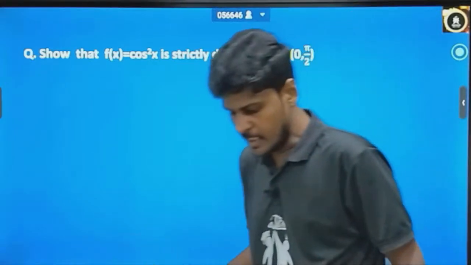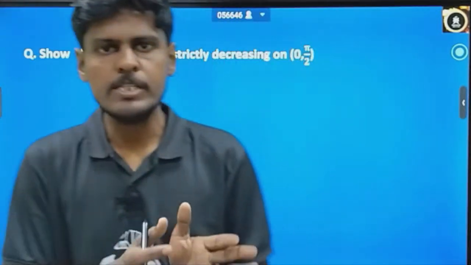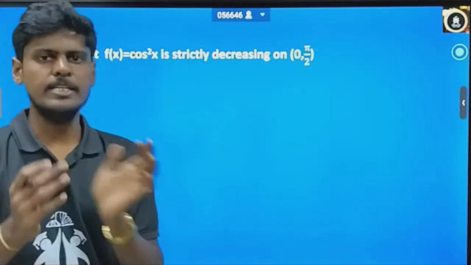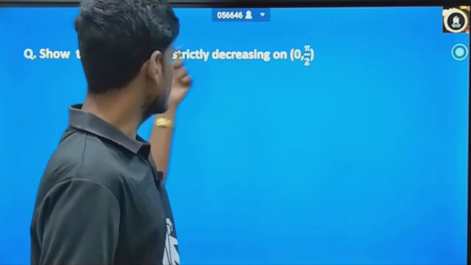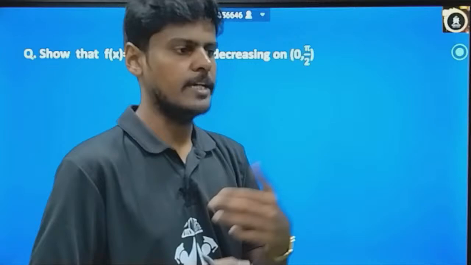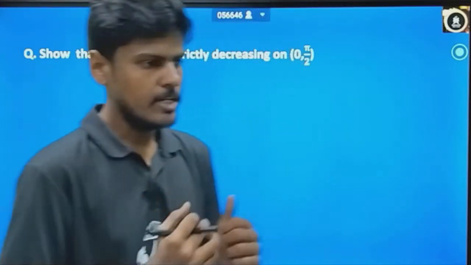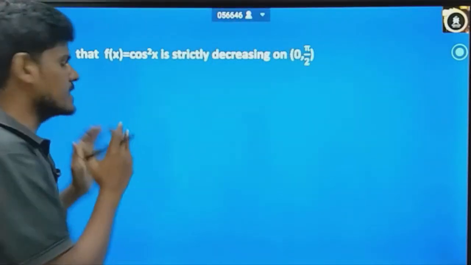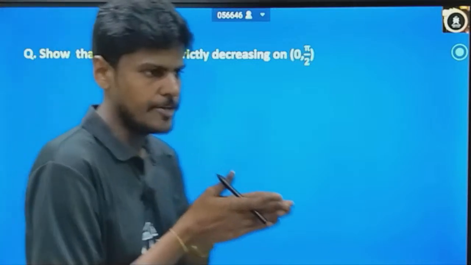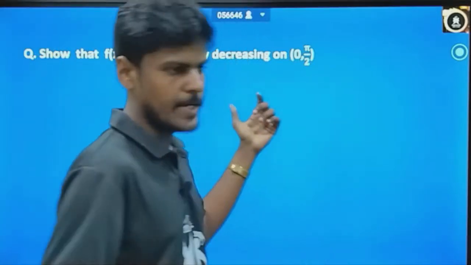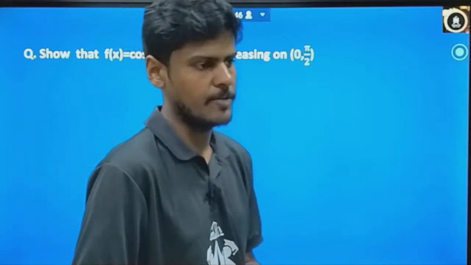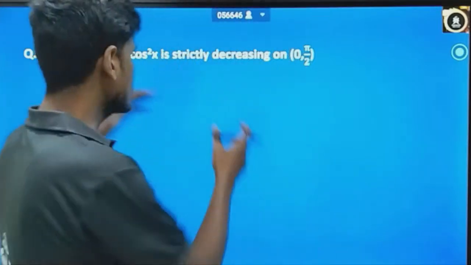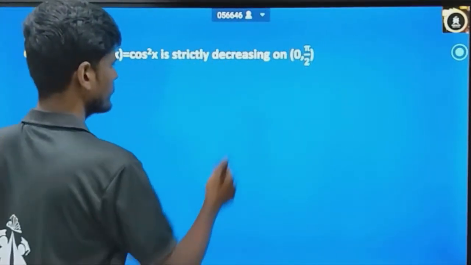Next question. Until now we have seen in what intervals the function f of x is increasing or decreasing. Another type of question can be, show that this function is decreasing in the interval or increasing in the interval. Then what we need to do? Again we have to follow the same procedure. First find f dash of x, find the critical points, divide into intervals and see if it is decreasing or increasing in that interval. The procedure is the same. This is just another variety of question.